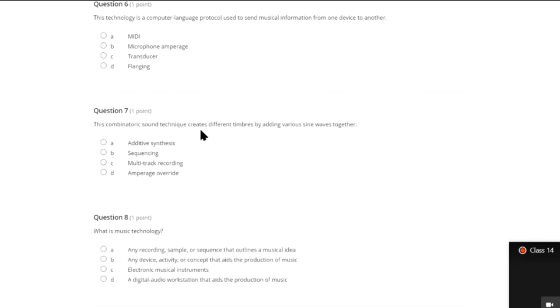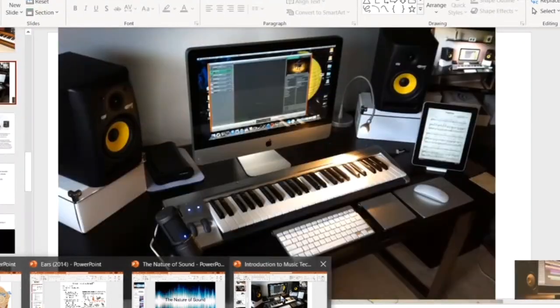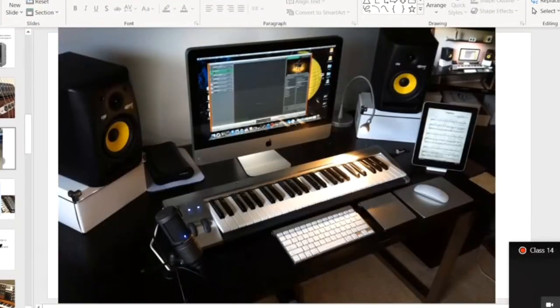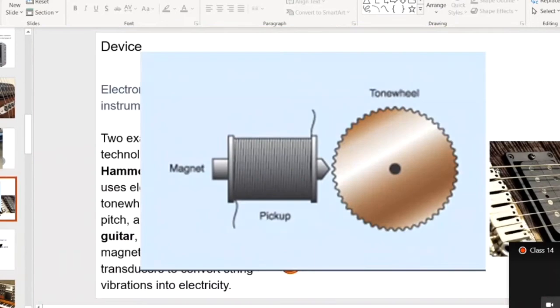This combinatoric sound technique creates different timbres by adding various sine waves together. Okay, that's a bunch of fancy speak for what's happening inside of a Hammond organ. As I previously mentioned, there are many tone wheels in here. So you set one tone wheel spinning and say it's generating a note. Of course, we can take many notes and stack them together, and you get really far out sounds, or you get what eventually begins to sound like an organ. That is a process called additive synthesis.